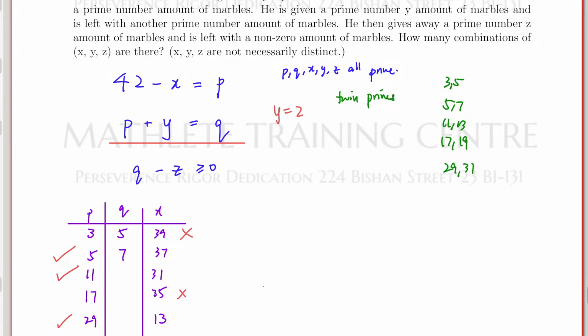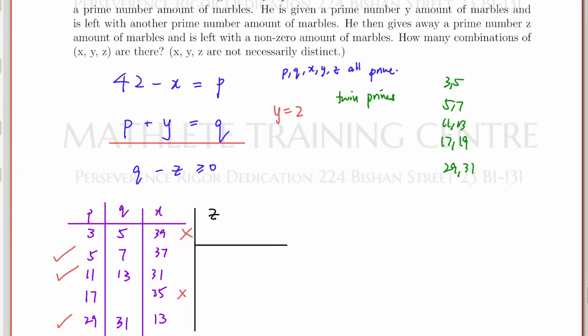So it seems to have three situations here: (5, 7, 37), (13, 11, 13), and (31, 29, 31, 13). These situations. Now, the answer is not 3 though, because in each one of the cases, there will be a different number of possible choices of Z.